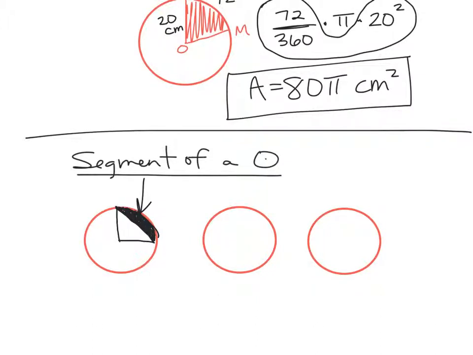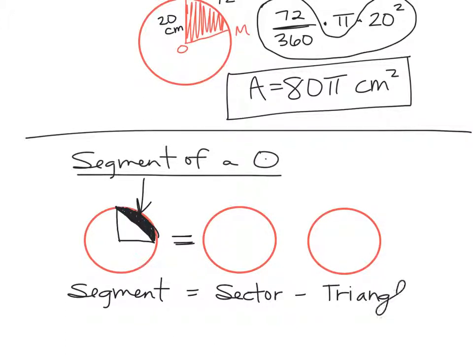We're going to learn how to find the area of that very simply. Very simply. Here's what you do. A segment of a circle will always be equal to, okay, so this is segment, equals the sector of the circle minus the triangle. Okay?